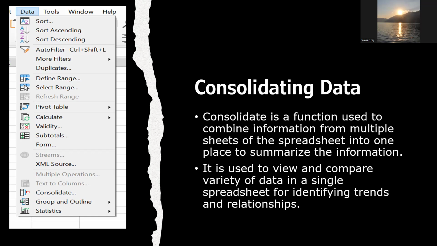So consolidate is a function used to combine the information from multiple sheets of the spreadsheet into one place. So what are we going to do? We are going to consolidate. How are we going to consolidate? We are going to combine the information from multiple sheets of the spreadsheet into one place. So more than one place we have the data that we are going to combine, and we are going to summarize that in one page. That is called consolidate.